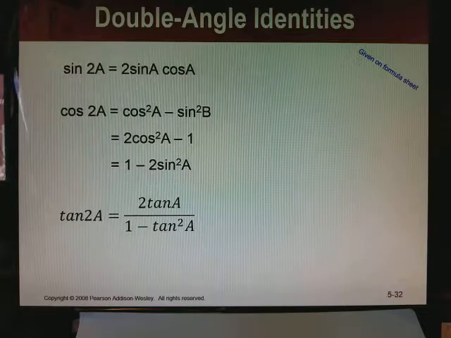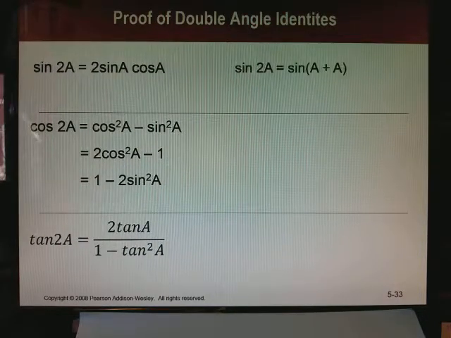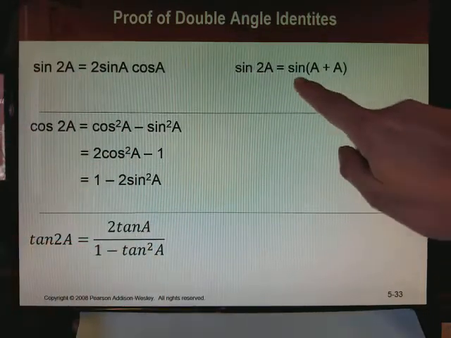The sine of 2a is given as 2 sine of a cosine of a. I like to go ahead and talk about the proofs of each of these. So if I was to rewrite that, the sine of 2a as the sine of a plus a right here would be 2a.